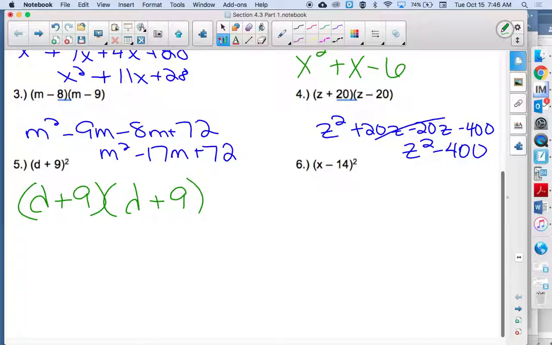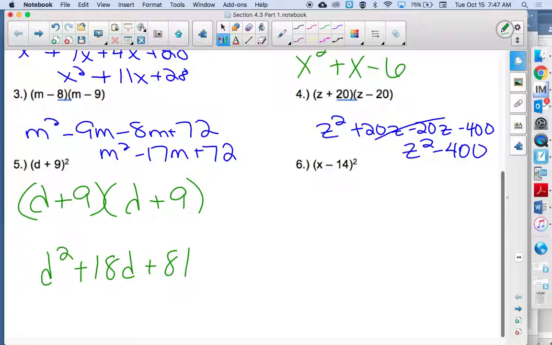So the little 2 means expand, write it twice, and then Chris, what do you get when you FOIL them? I got d squared plus 18d plus 81. Yeah. So that little 2 outside means your quantity is doubled. There are 2 of them. We're still foiling, but there are 2 quantities that are the same.